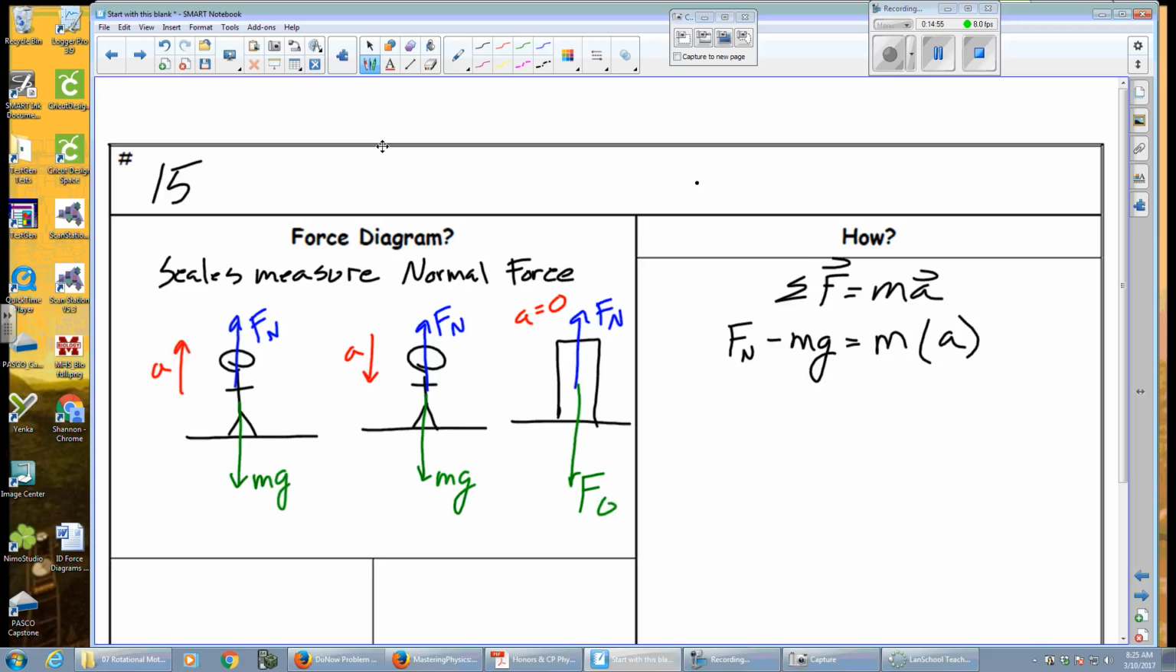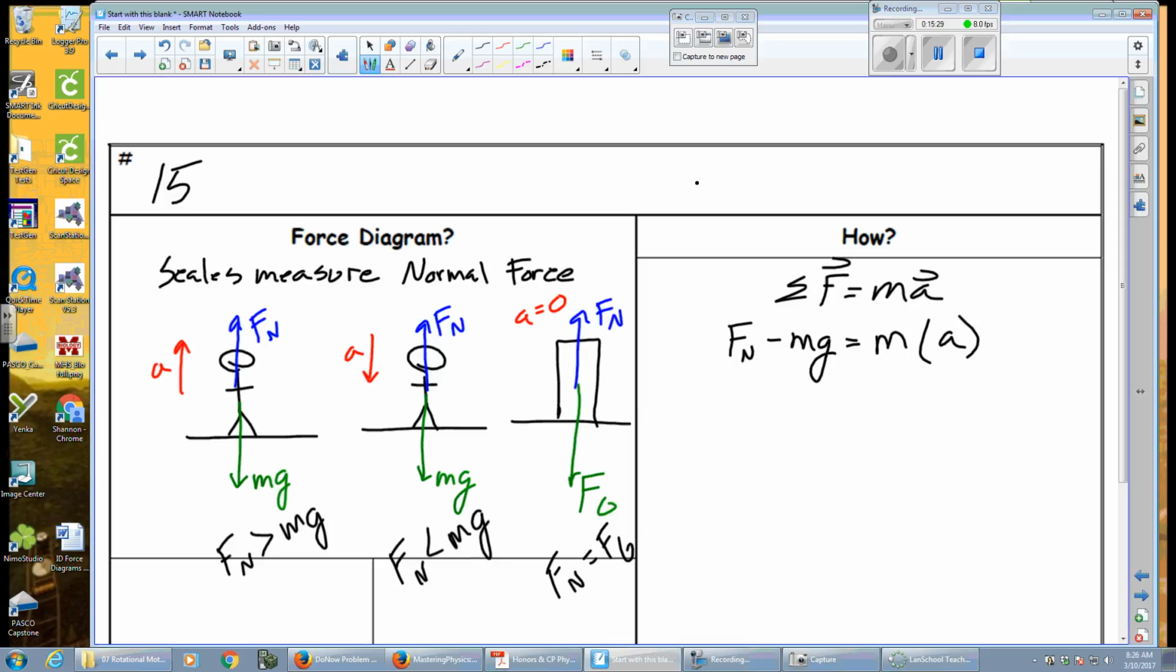Oh, wait a minute, I know mg, because if it's not accelerating, that equals the normal force, right? So in this one, force normal equals the weight. In this one, I expect the force normal to be greater than the weight. And here, I expect the force normal to be less than the weight. Right?